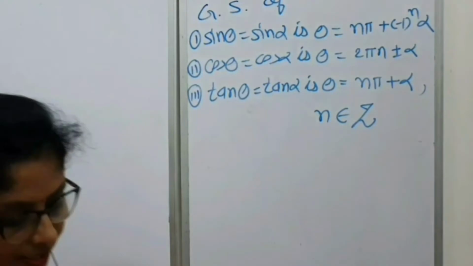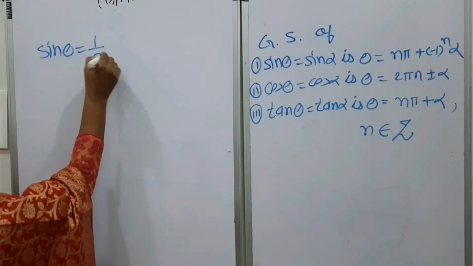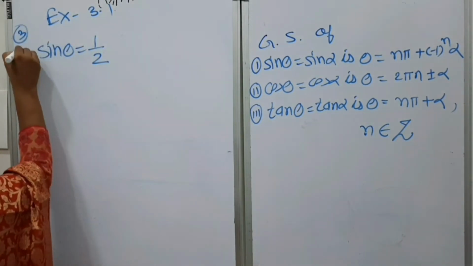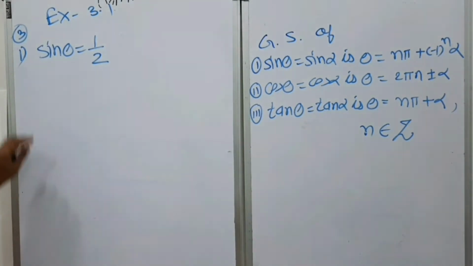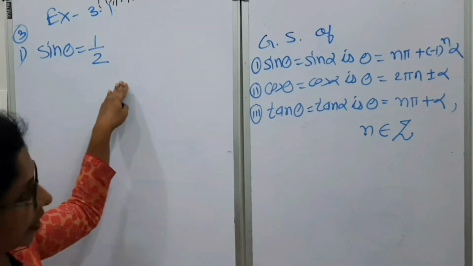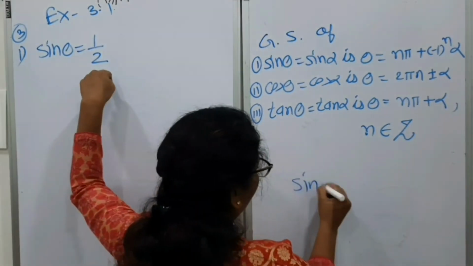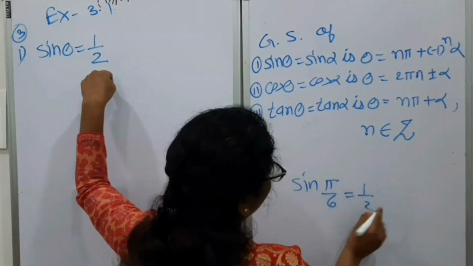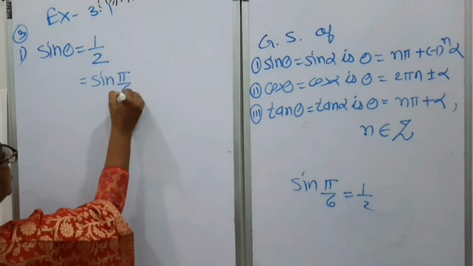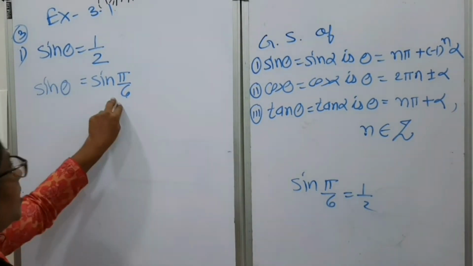The very first example is sin theta equals half, which is exercise 3.1, question number 3, sum number 1. Here we have to find sin alpha, meaning for what value of alpha the sin ratio is half. We know sin pi by 6 equals half. So instead of half we will write sin pi by 6, and on this side sin theta.